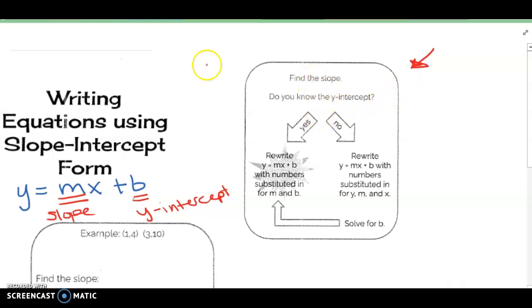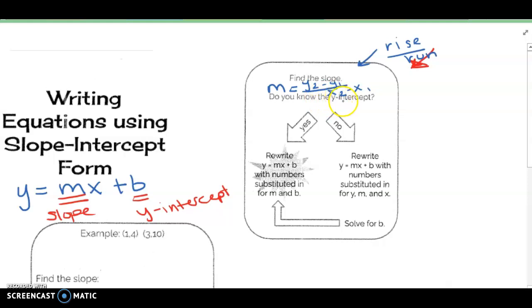So the first thing we want to do is find the slope. Okay, now the slope formula, we always use m to talk about the slope. Slope formula is y2 minus y1 over x2 minus x1. Some of you guys learned it as rise over run, where you can just count the boxes. That works too. But you have to know the slope.